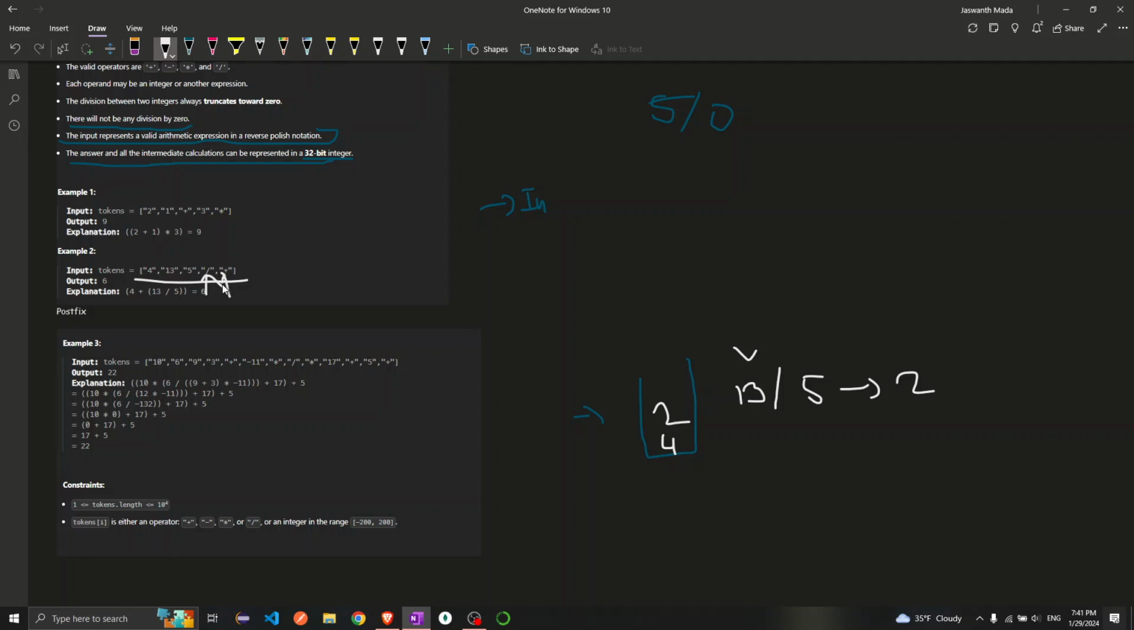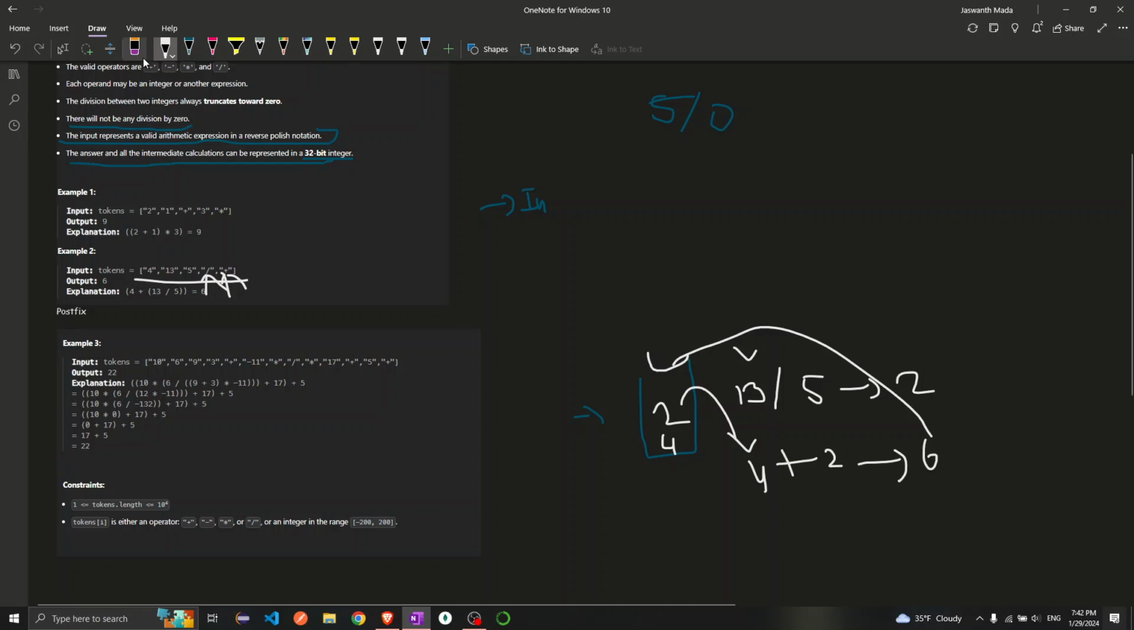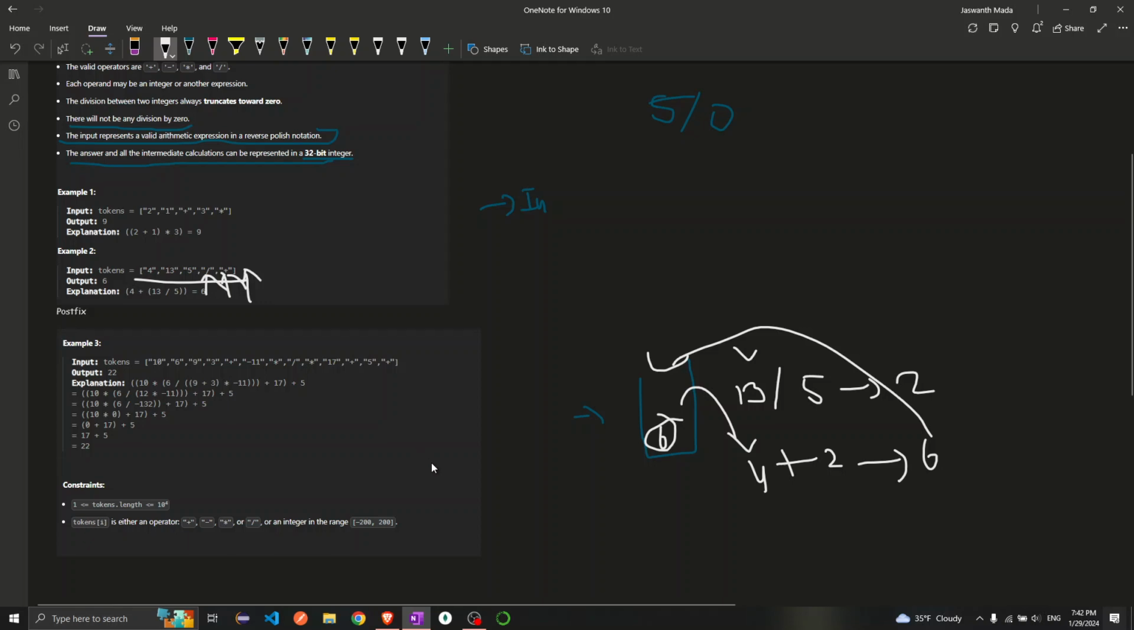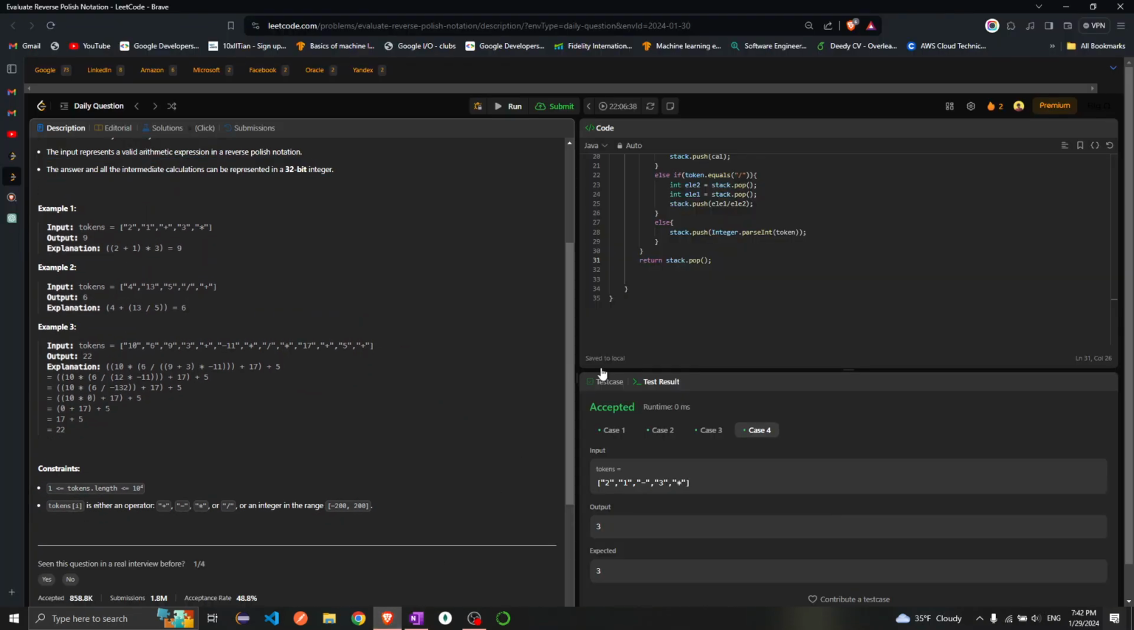You will come to plus, and you will remove these two. The top operand will be on the right side, and the other operand will be on the left side. You will do plus, and your answer is 6. You will again push it into the stack. At the end you will come out of the array, and on the top of the stack you will have your answer. That's it. This is how we're going to solve the question. So let's look at the code now.